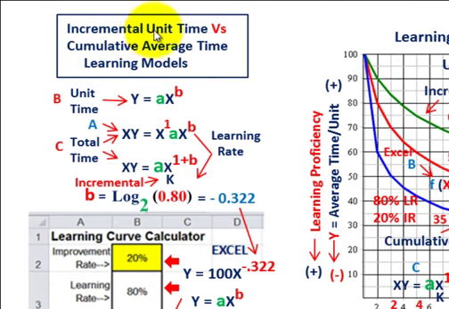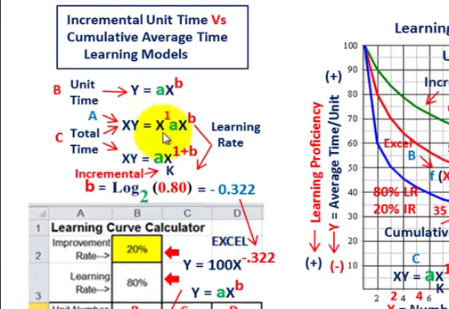What we're going to be going over here is the incremental unit time learning model versus the cumulative average time learning model. And we're going to make a comparison between these two different models. We'll first lay these two different models out on an Excel spreadsheet, or an Excel calculator as I might call it, and then we'll make a graphical comparison of these two different learning models. And we'll lay out the different Excel functions on those graphs as well.